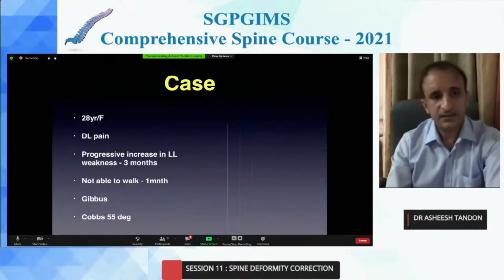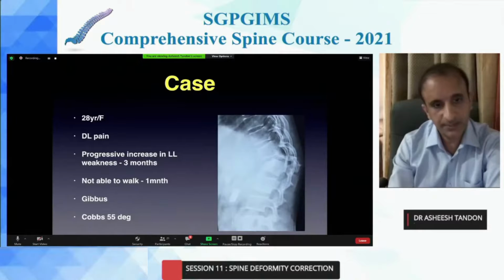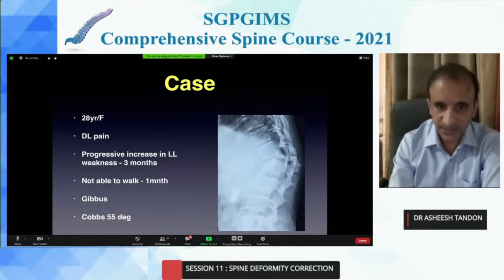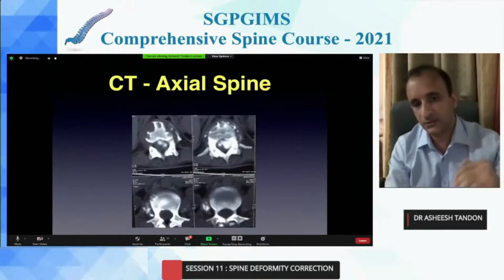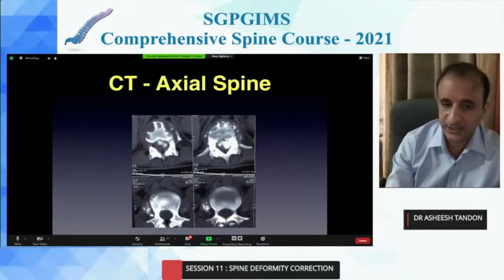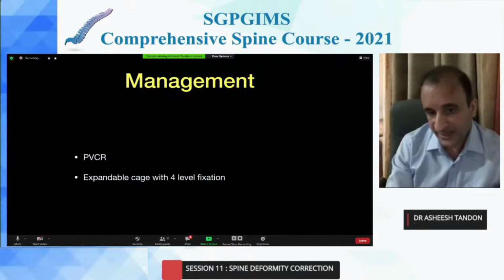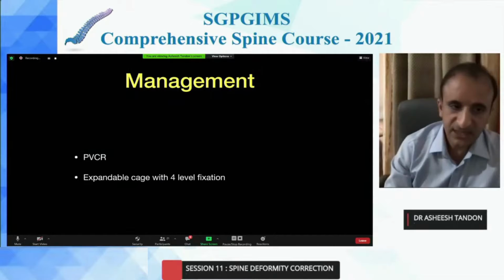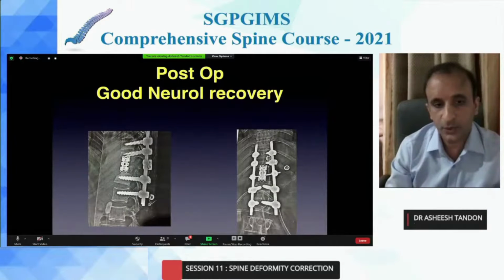This is another lady, 25 years old, with dorsolumbar pain, progressively increasing weakness for the last 3 months, not able to walk for a month, with a Cobb's of 55. This was a CT scan with a good amount of anterior compression. This is the MRI with active infection. Again, PVCR at 1 level with an expandable cage and a 4-level fixation.